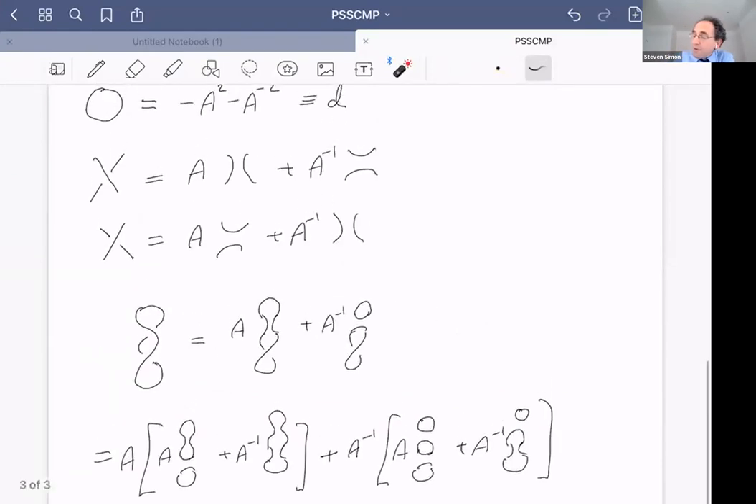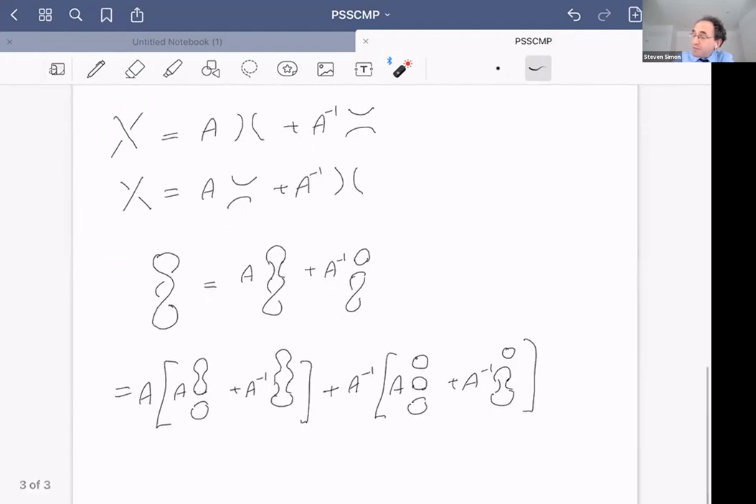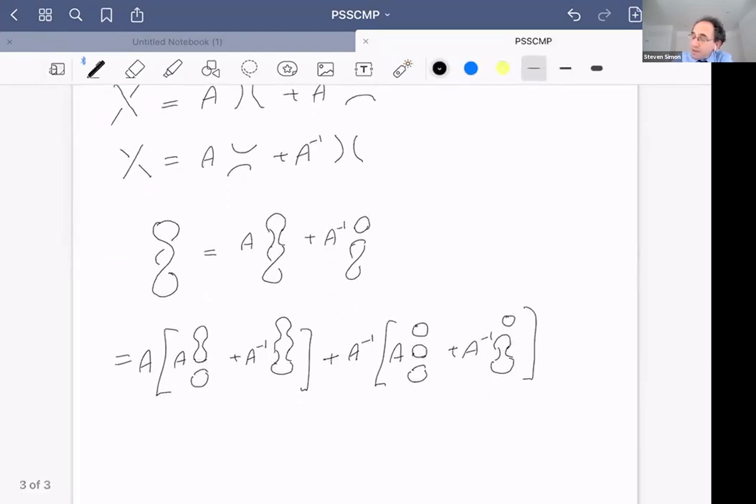And so now the only thing I'm left with is loops. Everything that's left is just loops, and each loop is worth the value D. So let's replace each loop by the value D. So I get A squared times this guy gives me two loops. So that's D squared. Then A cancels A inverse, and I have one loop here. So that's just D because the A is canceled. Then the A is canceled here as well, but I have three loops. That's D cubed. And then finally over here, I have A to the minus two from here and here. And so A to the minus two times D squared, two loops, okay?